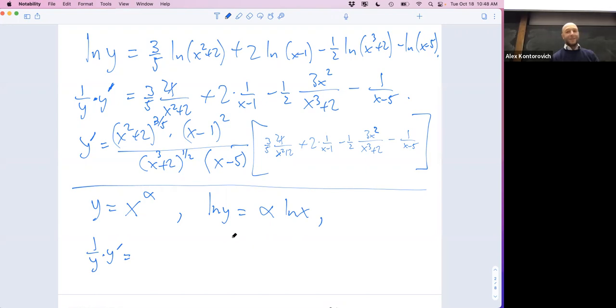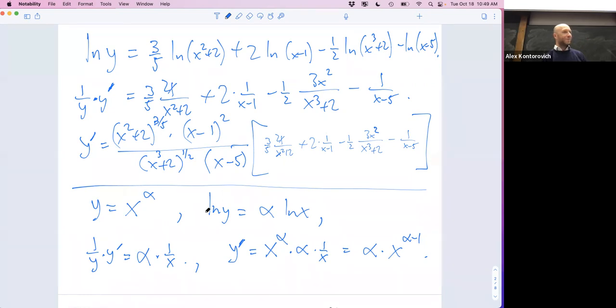What is it? Yeah, so if I differentiate this, I get alpha over x. Is that what you're saying? Alpha is the constant, the derivative of log is 1 over x. And now I move the 1 over y that's here, I'll multiply it to the other side, and I get y prime is equal to alpha, well, y is x to the alpha times 1 over x. Also known as alpha times x to the alpha minus 1. There's one less power of x. So that's a rigorous proof of the power rule for any exponent alpha.